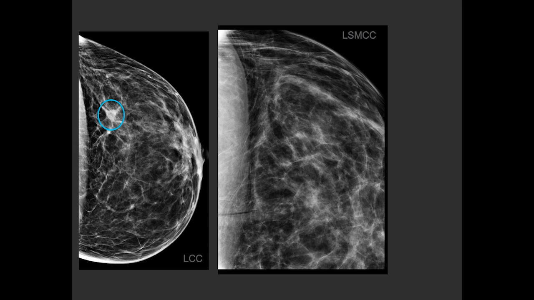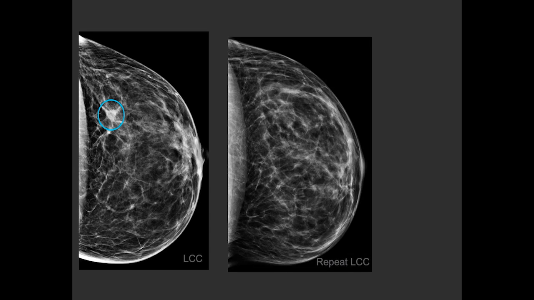And you can see that the breast density appears more uniform on this view without any focal area of increased density. In this case, just to be sure, a full CC was repeated, and you can see that there is no persistent dense lesion. And this was consistent with superimposition.